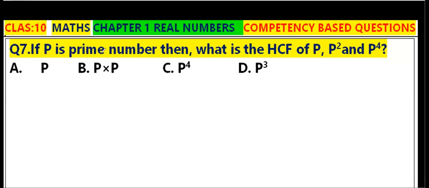If p is a prime number, then what is the HCF of p, p square and p power 4? Again, we have to see here. What is the HCF of p, p square and p power 4? Here the smallest power of p is 1. सबसे जो smallest power है p का, p prime number का 1 है. So what is the answer here? So p is the HCF of the given prime numbers.